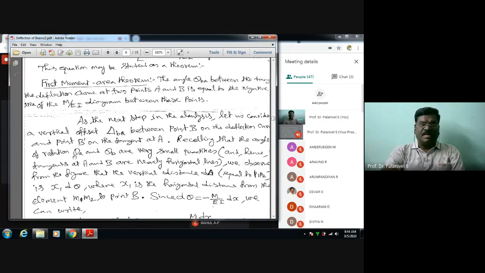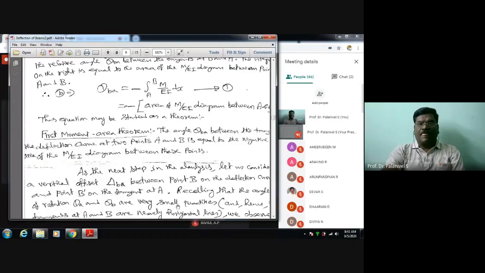Recalling that the angles of rotation theta A and theta B are very small quantities, and hence the tangents at A and B are near the horizontal lines. That's what I told you. We observe from the figure that the vertical distance d delta, which is P1 P2, is x1 d theta, where x1 is the horizontal distance from the element M1 M2 to the point B. Since d theta is equal to minus M by EI dx, we can write.